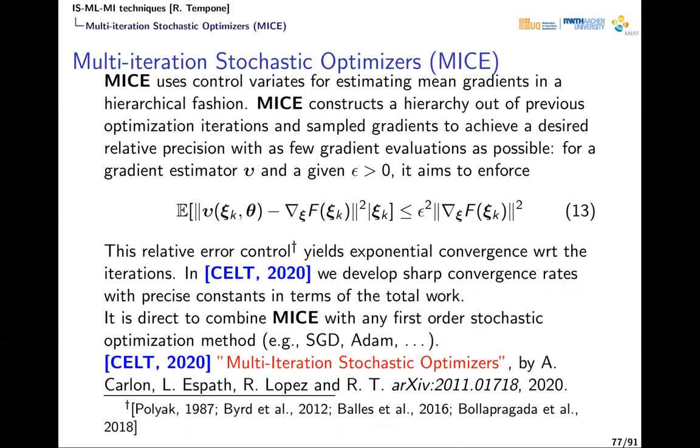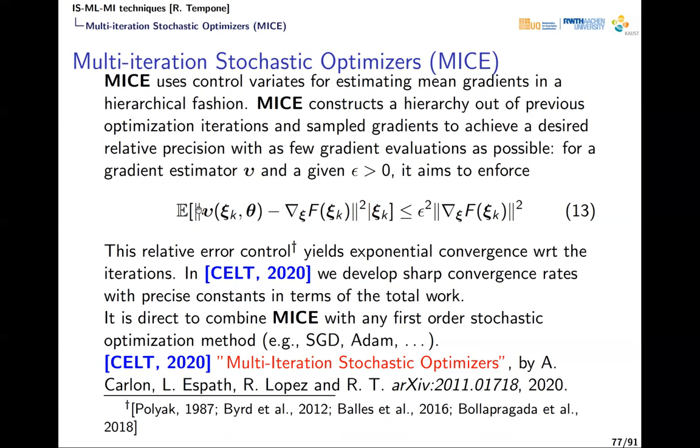With multi-iteration stochastic optimizers, which we denote MICE, we use control variates for estimating mean gradients in a hierarchical fashion. Now, this hierarchy is not done with respect to discretization. This is a fundamental difference with multi-level. MICE constructs a hierarchy out of previous optimization iterations and sample gradients that we already have from the history of this path of iterates. We want to do this to save computational work and to keep a control on the relative precision on the statistical error of our mean gradient.